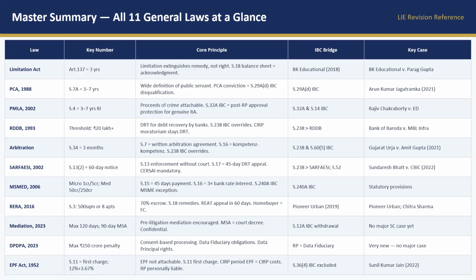In case of RDDB Act, the threshold is 20 lakhs or more. So DRT for debt recovery by banks, and section 238 of IBC overrides this, and CIRP moratorium stays the DRT proceedings including any recovery action.